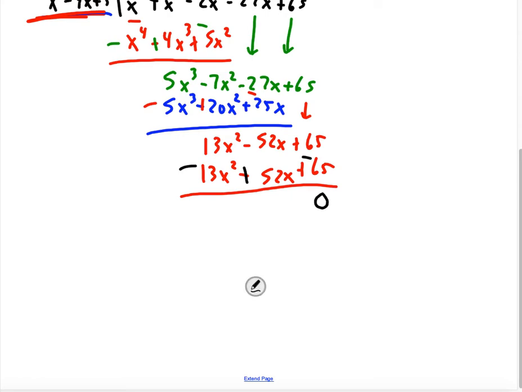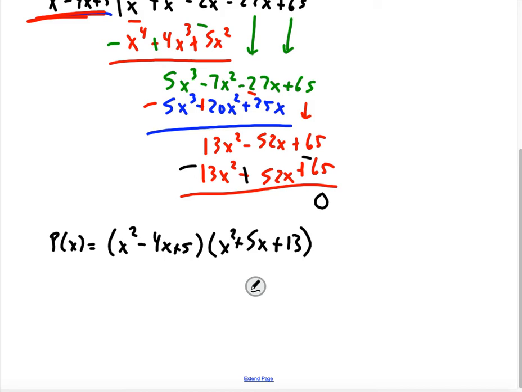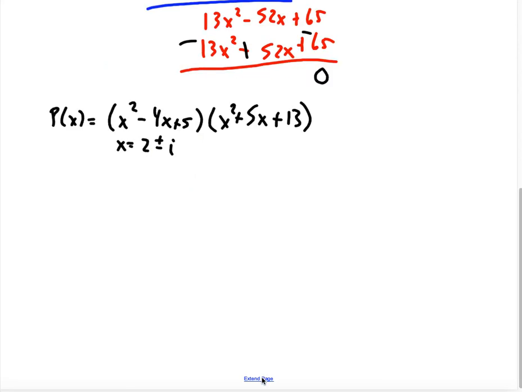So now we're left here with p of x is equal to x squared minus 4x plus 5, which we found when we multiplied 2 plus i times 2 minus i. And then we just found the other part of the quadratic here of x squared plus 5x plus 13. So we already know the first two zeros here. And let's find the other two zeros over here. So that's not going to factor. If I look there, what multiplies to give me 13 and adds to give me 5, that's not possible. So we're going to have to use a quadratic formula on that one.